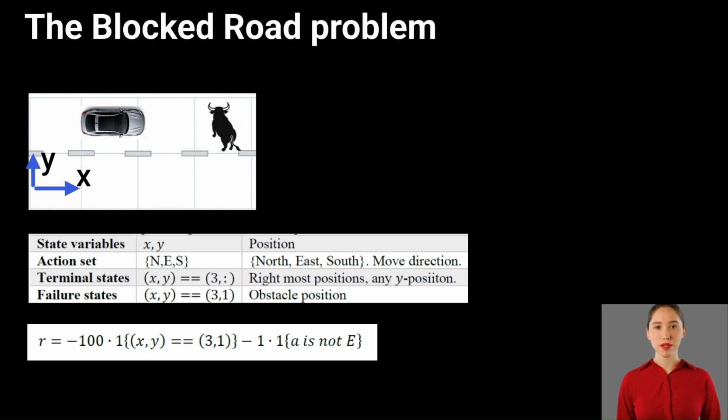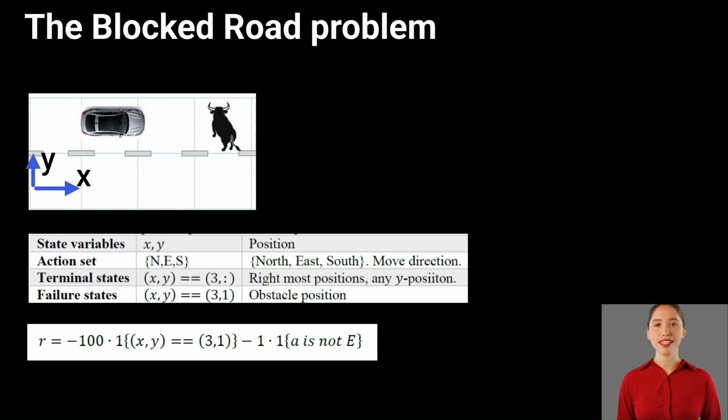In the blocked road problem, there are three possible actions: move north, move east, or move south. Here, moving east means staying in the same lane. The state is defined by two variables, x and y, a two-dimensional position. The x position ranges from 0 to 3, where 3 is a terminal state. The y position can take one of two values, 0 or 1. The starting position is always at x equals 0.